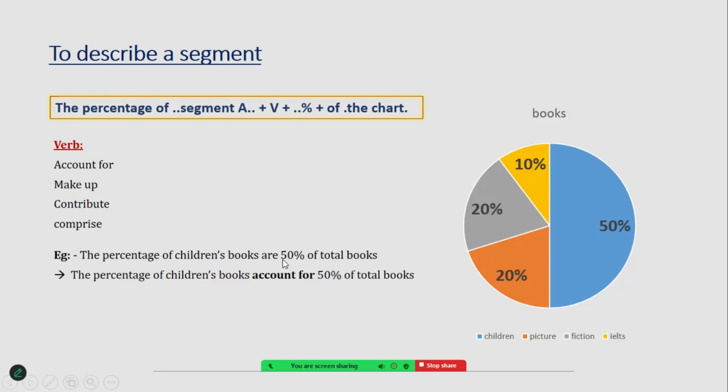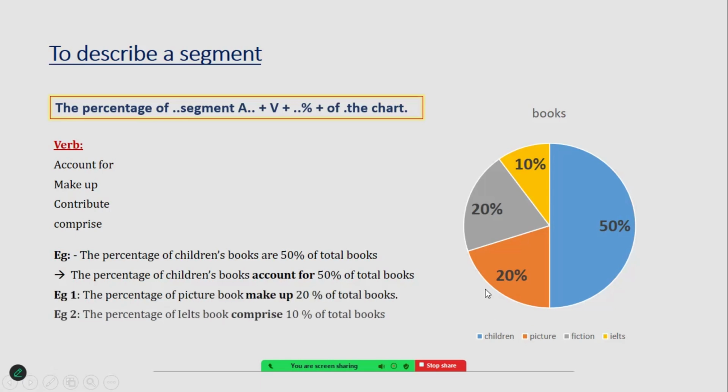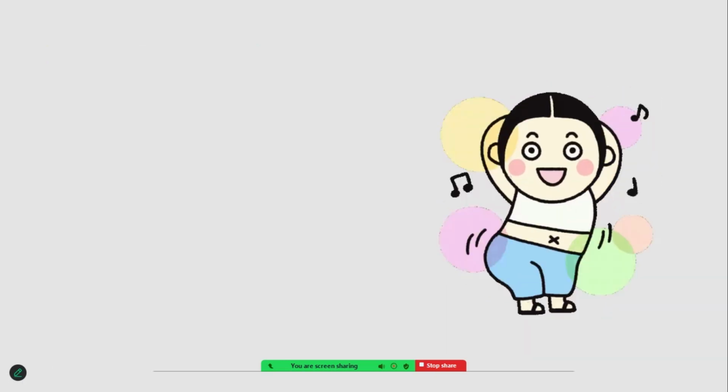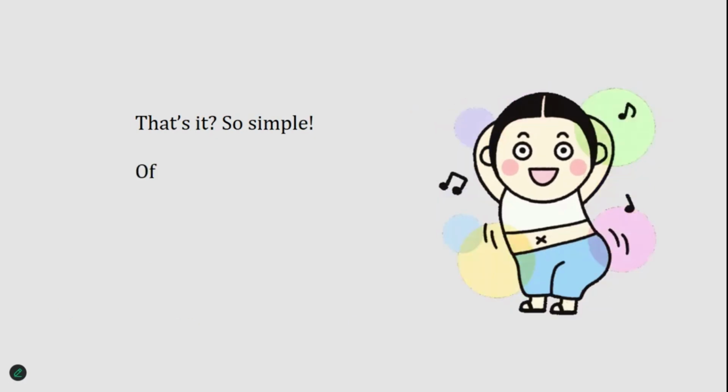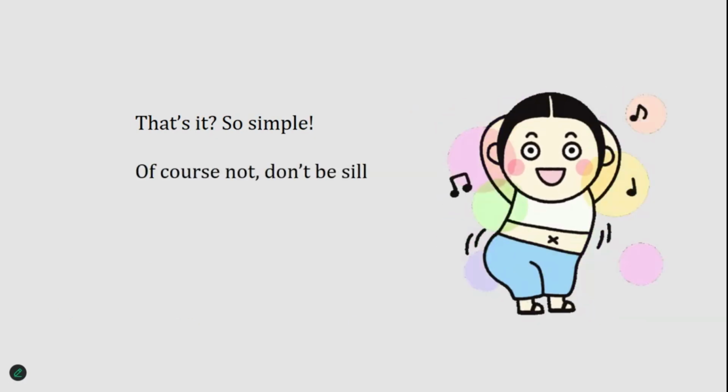But this sentence would sound so much better if I use the verb here, accounted for 50%. Now let's try by yourself to talk about the remaining 3 segments. Okay, now let's go. I wish it is that simple, right? But it is not, so we need to learn more.